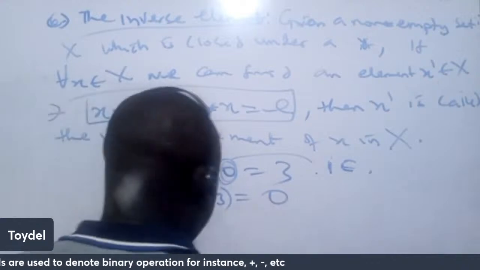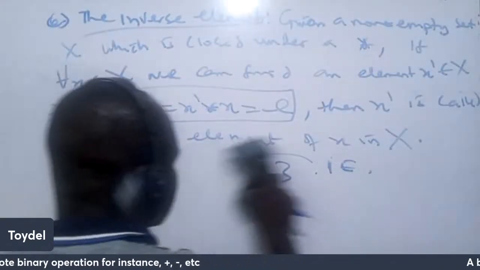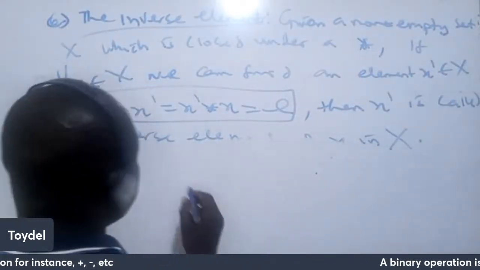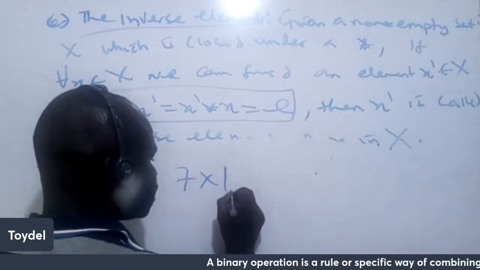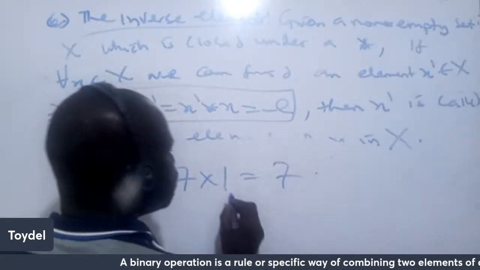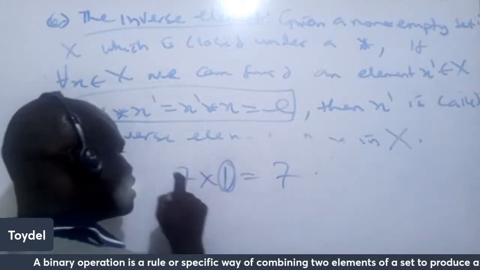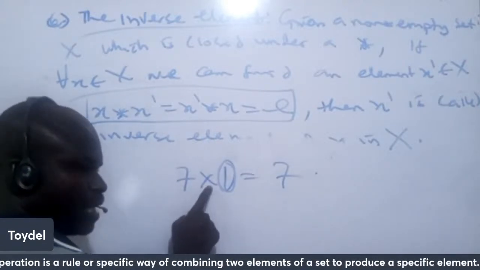Okay, that is what inverse element is talking about. Let me also say this: if you have, let's say, 7 times 1, that is 7. So this 1 is the identity element of this 7 under multiplication. 1 is the identity element.